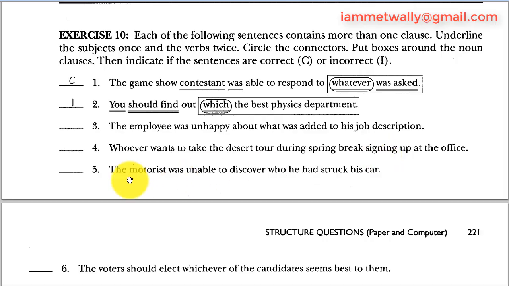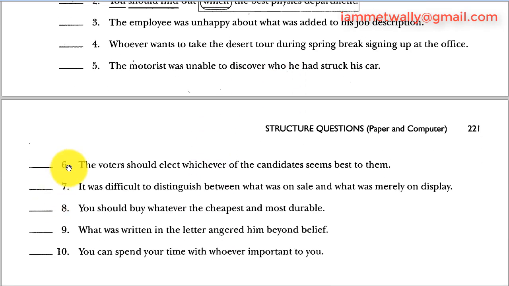It's incorrect. Number 5. The motorist was unable to discover who he had struck his car. The motorist is a subject, was is the verb, who is a connector working as the subject, but oh my god, I have here another subject which is he, because I have one verb. So two subjects, that's an extra subject. This sentence is incorrect.